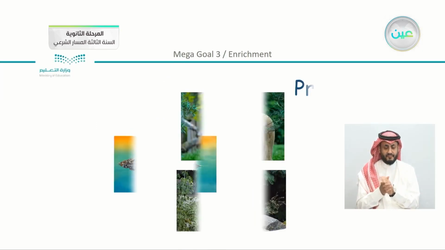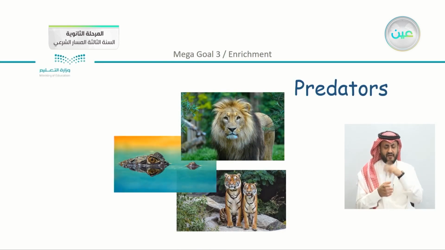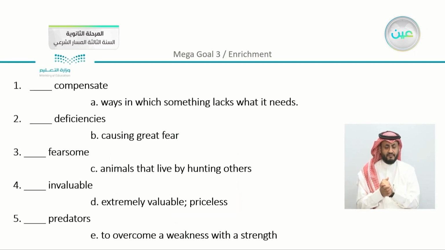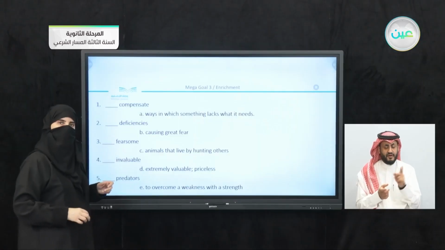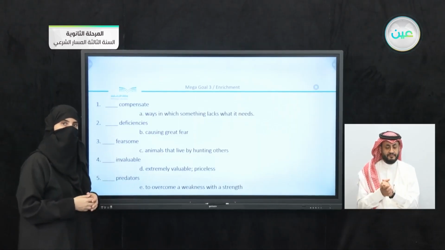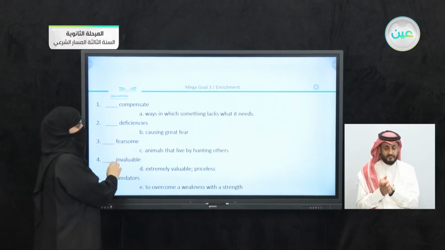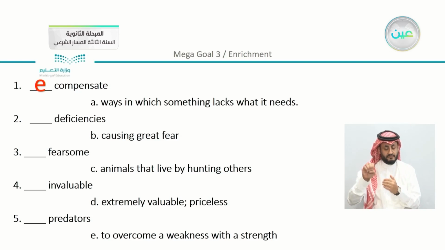Invaluable, and okay, so these are predators, as we mentioned in our lessons. Now going back to the exercise, you can just do the exercise with me here. Now we have the first one, compensate. We said that compensate means to overcome a weakness with strength. Deficiencies: ways in which something lacks what it needs. We have here fearsome, B, causing great fear. Invaluable, we have here extremely valuable, and predators, if you remember, animals that live by hunting others.